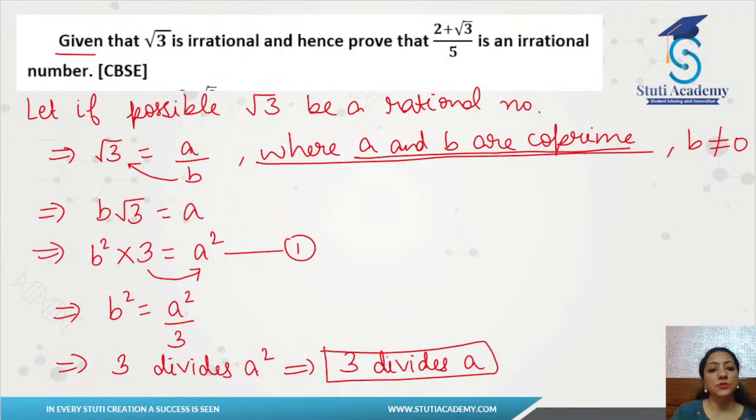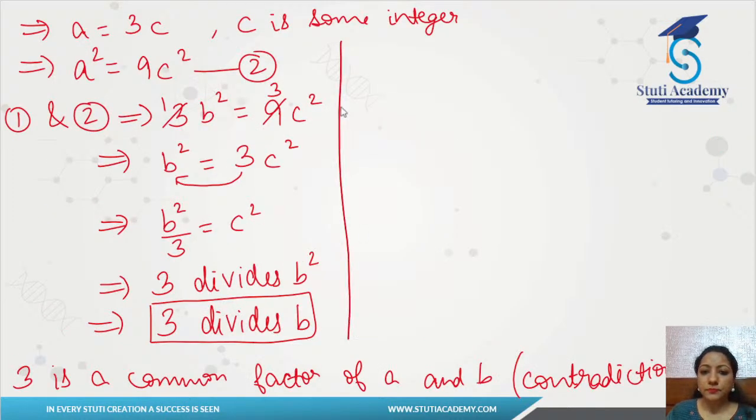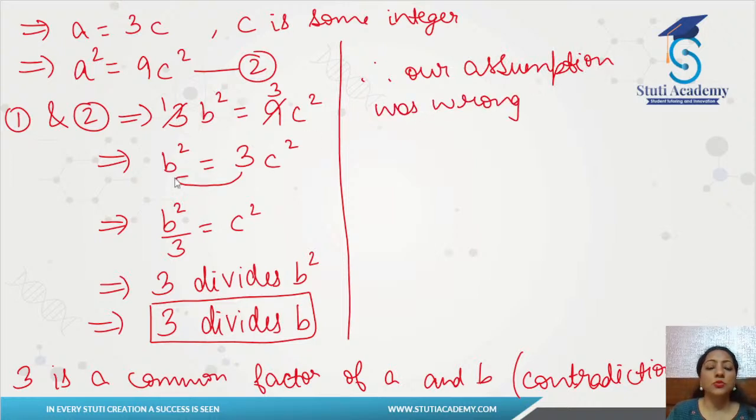And what was our assumption? We assumed that root 3 is a rational number. So that's a wrong statement. So we'll write here: Therefore, our assumption was wrong. Our assumption was that root 3 is a rational number. That's a wrong statement. So if root 3 is not a rational number, it has to be an irrational number. So thus we can say root 3 is an irrational number.